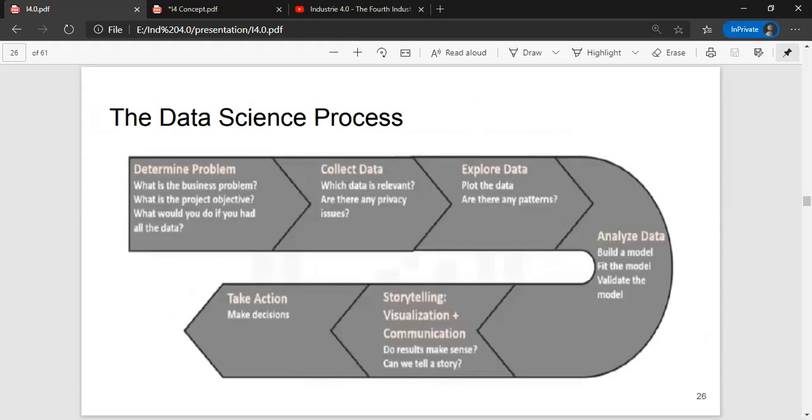And so this is just a small schema of the data science process, the workflow, if I might. You determine a problem, you collect the data, you explore the data, analyze the data, then you assess. Storytelling is where you present your interpretation and results, and take action. So this is the flow in the data science process.